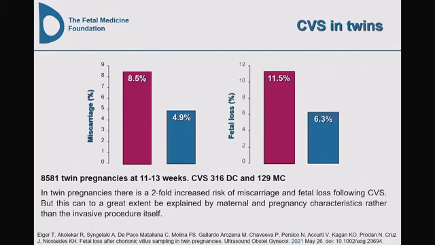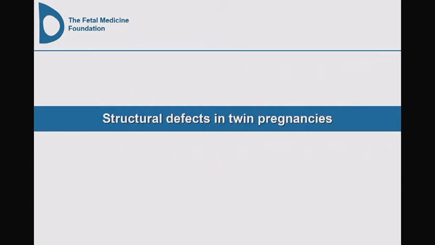What about invasive prenatal diagnosis? This is the latest research that was performed with the Fetal Medicine Foundation. We know that there is a twofold increased risk having a chorionic villus sampling in the first trimester for pregnancies that were identified as high risk for chromosome abnormalities.